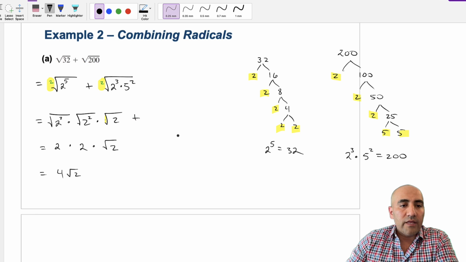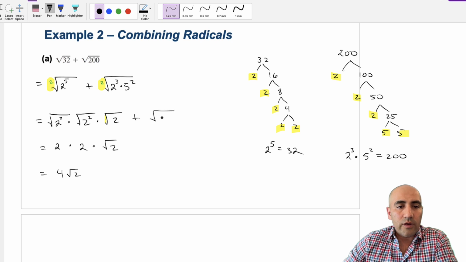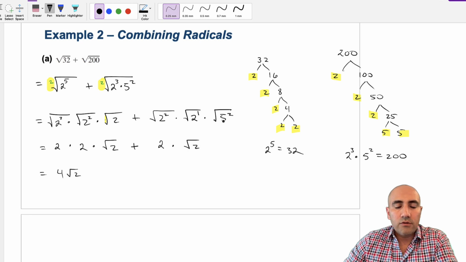Good. Plus, this side, again, I'm going to group them up in powers of 2, so this is going to be equal to the square root of 2 to the second power times the square root of 2 to the first power. There I've used up 3 of them, times the square root of 5 to the second power. So this is going to be a 2 times root 2 times 5. So this becomes plus 10 root 2.